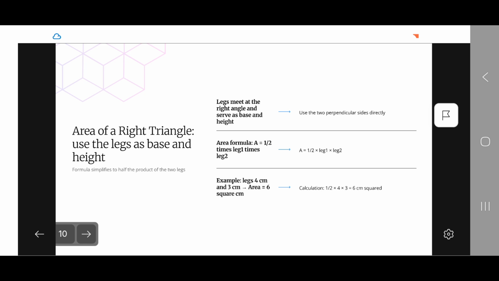Area of a right triangle. Use the legs as base times height. The legs meet at the right angle and serve as base and height. The effect is to use the two perpendicular sides directly. So area A equals half times leg 1 times leg 2.